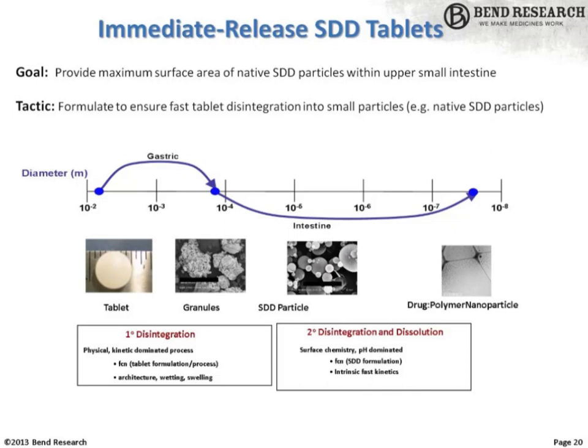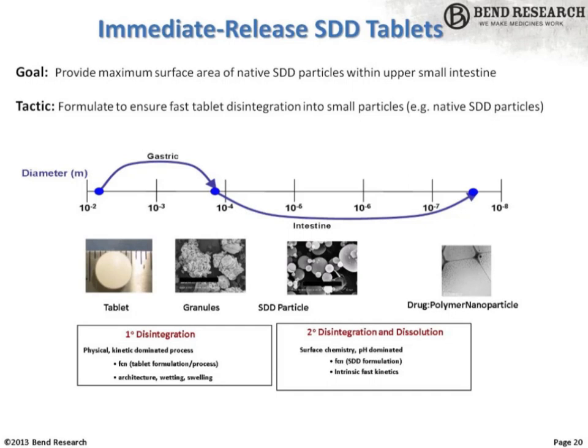And what this really means is going from the macro tablet and dissolving as rapidly as possible in the gastric fluid into the granules, but then fundamentally going from the granule into the primary SDD particle as rapidly as possible. And what that allows is the nanoparticle to form as quickly as possible in the upper intestine, leading to as rapid as possible absorption of that drug.